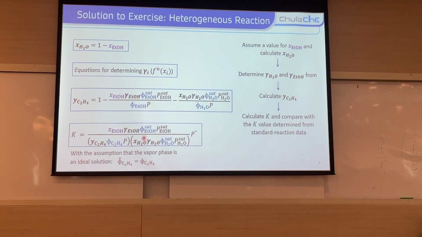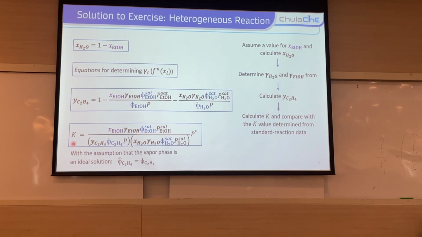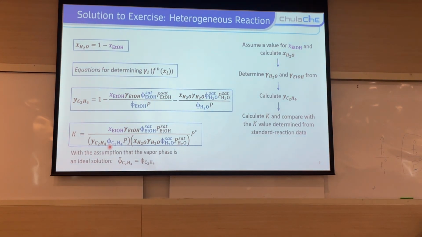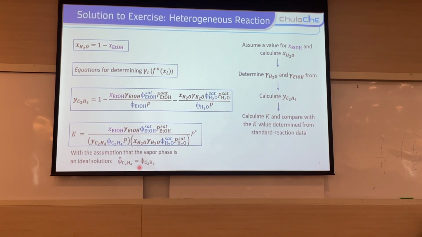This one also comes from the assumption of the ideal solution. So from the equation that we have read in the previous slides, in that case it's still in terms of the fugacity coefficient in solution, but we use the assumption of ideal solution to change the fugacity coefficient in solution to the fugacity coefficient of the pure ethylene.